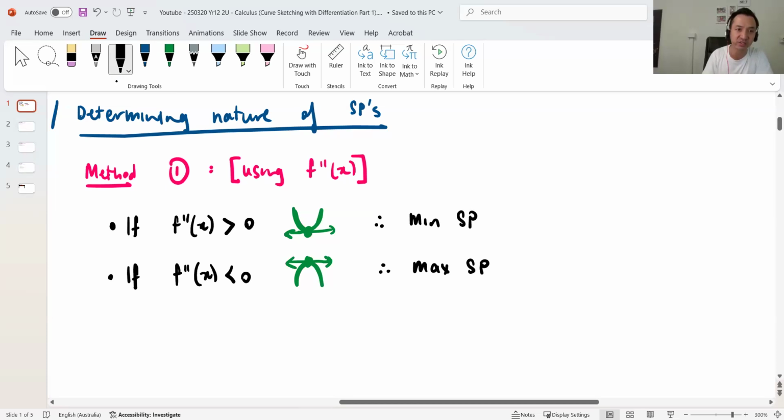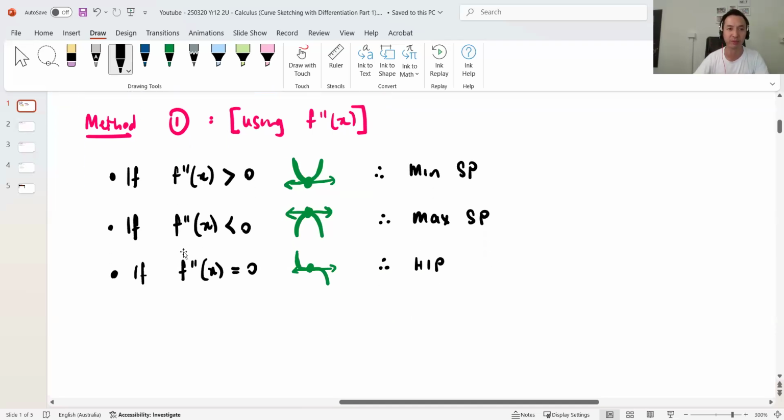Now, in the situation where the second derivative is equal to 0, so the first derivative is 0, that's how I knew it was a stationary point, and the second derivative is 0, this gives me a horizontal inflection point. Which is basically like a cubic curve where I have a point that's flat and changing concavity as well. Therefore, that's a hip, a horizontal inflection point. Guys, that's method number 1.